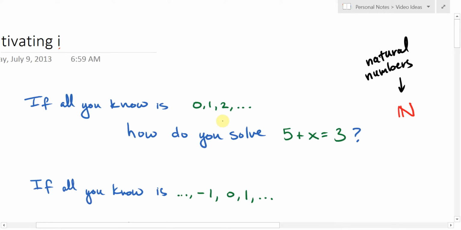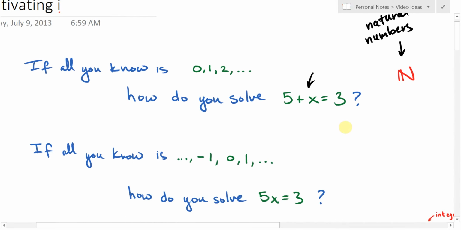The problem is, if you encounter an equation while you're figuring things out of the form 5 plus x equals 3, just as an example, how would you solve it if all you know are the natural numbers? You can't. Intuitively, you would say, well, x should be negative 2. But if all you know is the natural numbers, you don't know any negative numbers. So that's how, I guess, historically they extended the notion to allow for the negative numbers.